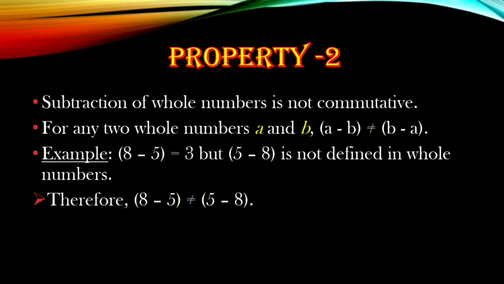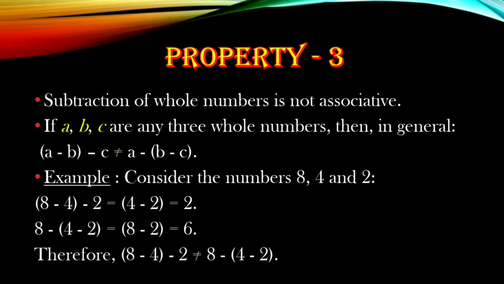The second property is subtraction of whole numbers is not commutative. For any two whole numbers A and B, A minus B is not equal to B minus A. Let us see how. If we take two whole numbers 5 and 8 and subtract 5 from 8, we get 3, which is a whole number. But if we subtract 8 from 5, it is not defined in whole numbers. Therefore, 5 subtracted from 8 is not equal to 8 subtracted from 5.